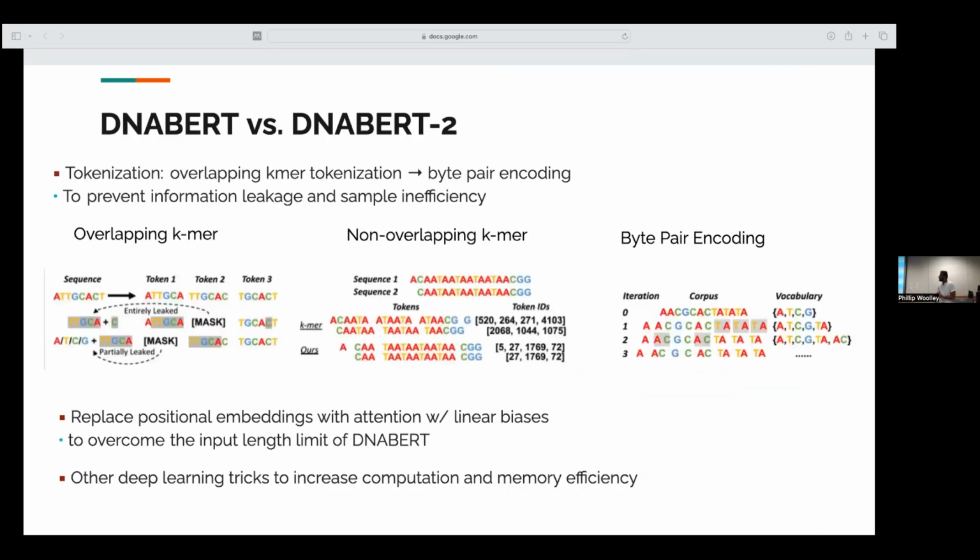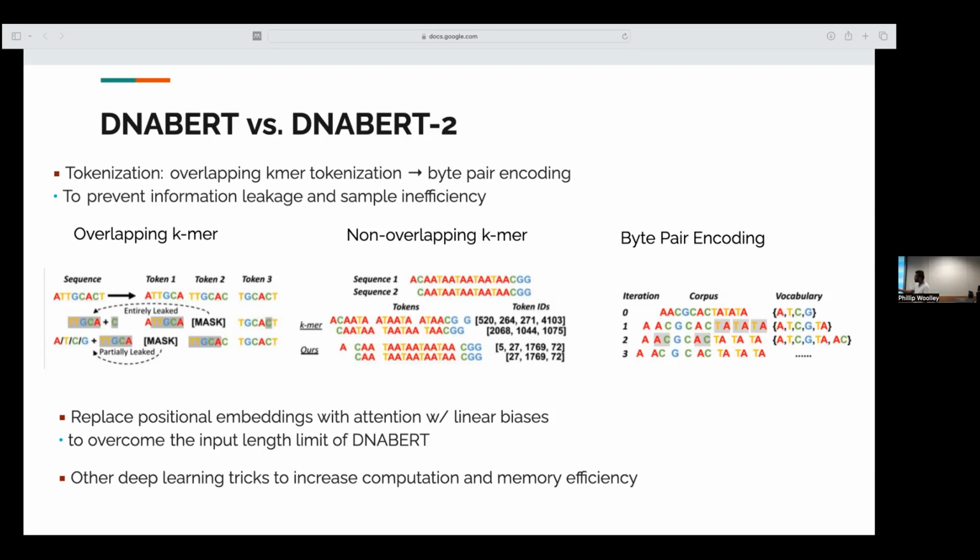So what were the things that they did that make DNABERT-2 much better than DNABERT? The first thing they did was, instead of using overlapping k-mer tokenization, they used byte pair encoding. What does that mean? In the first one, they used overlapping k-mers. Suppose you are tokenizing in 6-mers, right? You cut a 6-mer, then go to the next one and cut a 6-mer again. But what they were doing was a sliding window, moving the window two bases and then cutting again. So token 1 and token 2 have four bases that are the same. That was called the leakage problem.